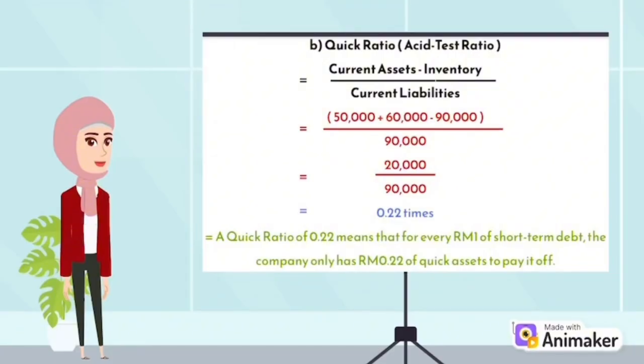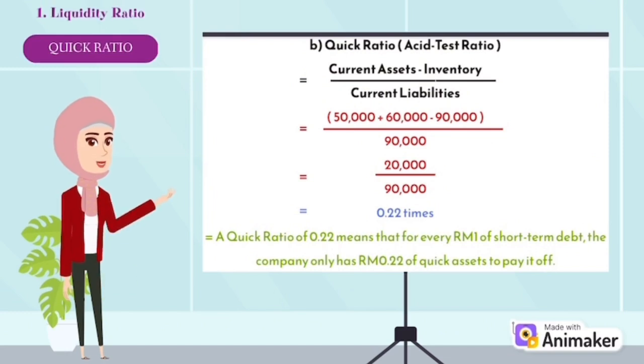Quick ratio, also known as acid test ratio. The formula for the quick ratio is current assets minus inventory divided by current liabilities. In this case, the company's current assets are 50,000 and 60,000, and its inventory is 90,000. To calculate the quick assets, we subtract 90,000 from the total current assets, which gives 20,000. The current liabilities of the company are 90,000.